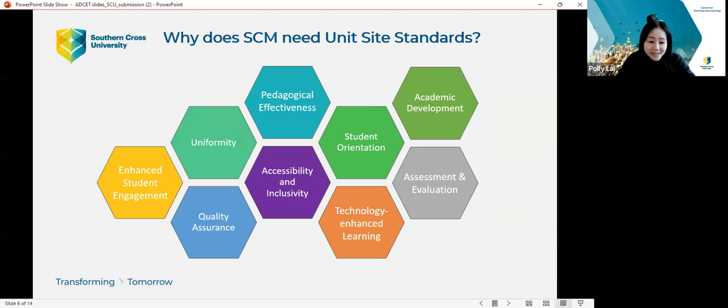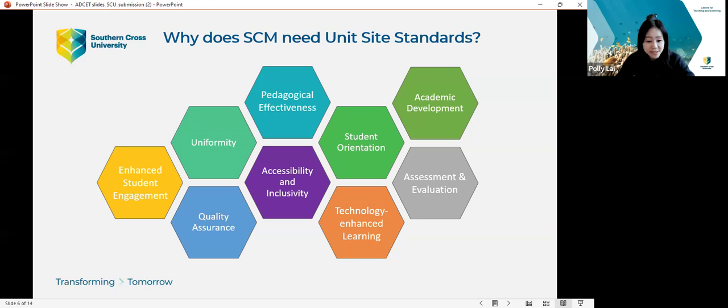So based on all of this, why does the Southern Cross model really need these unit-site standards? As I mentioned before, it's a blended learning mode, and we also focus on the self-directed learning component. So in order to foster an inclusive and effective online learning experience for all students, we came up with these 9 main outcomes we would like to achieve through these unified standards.